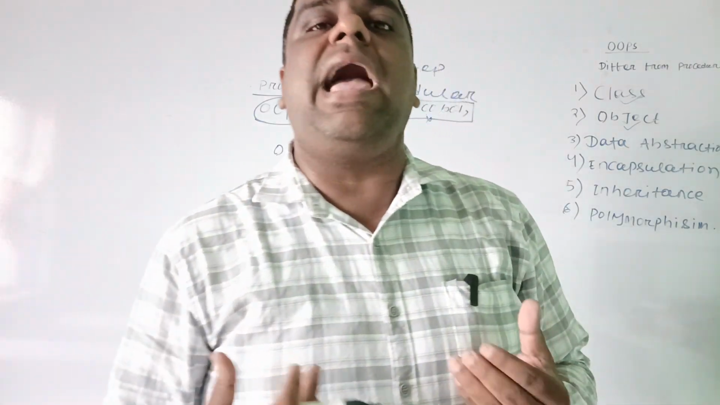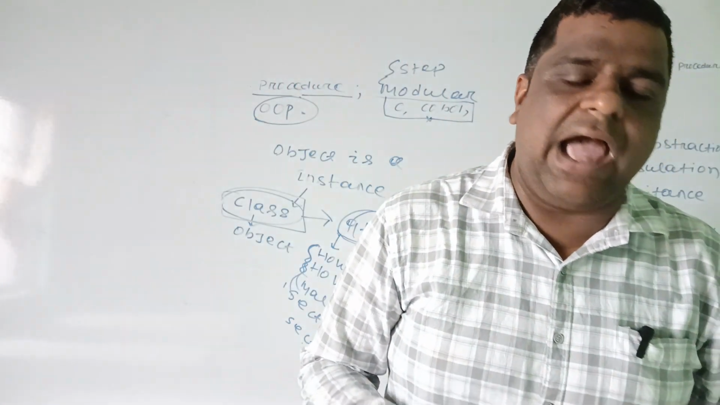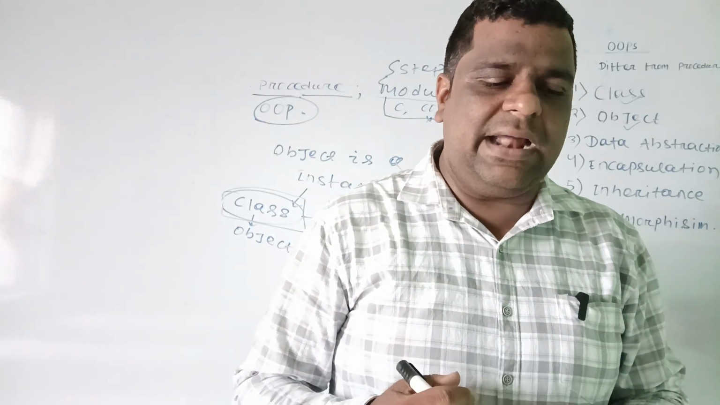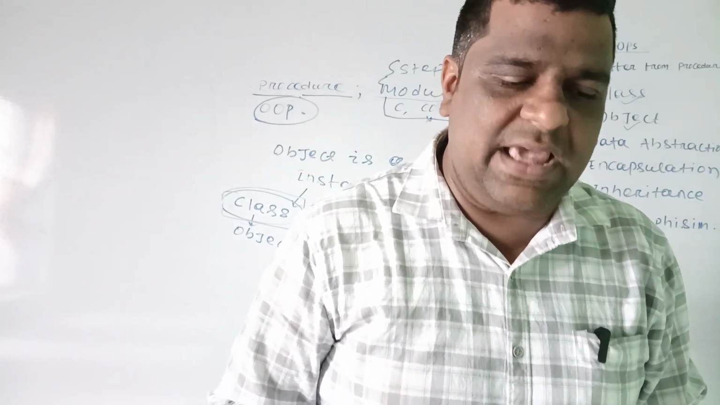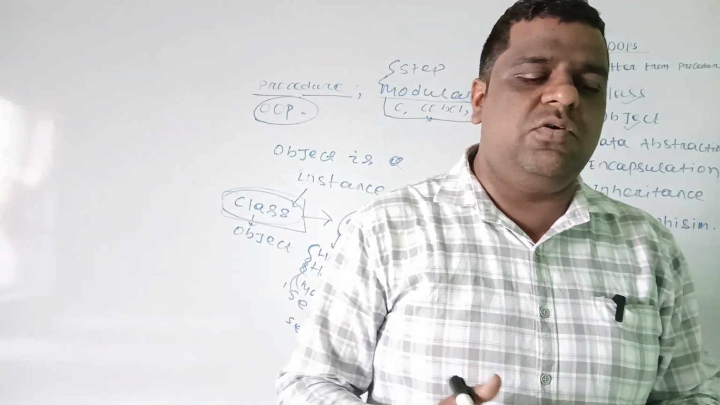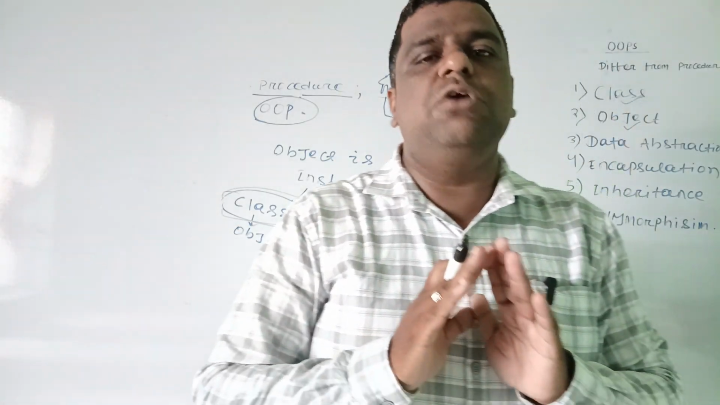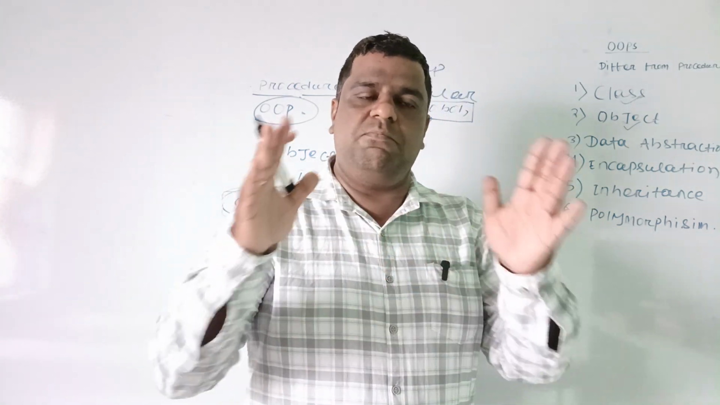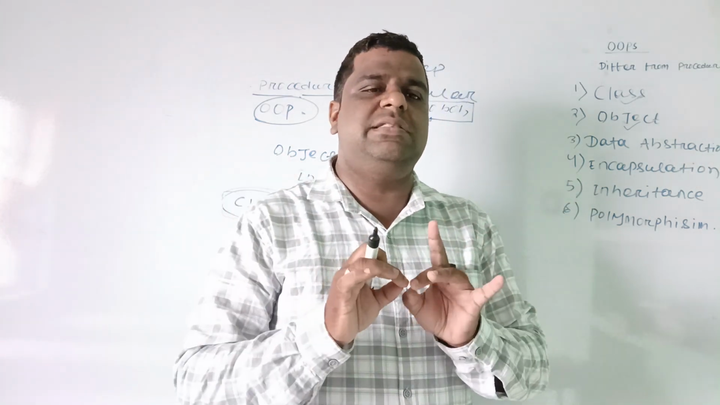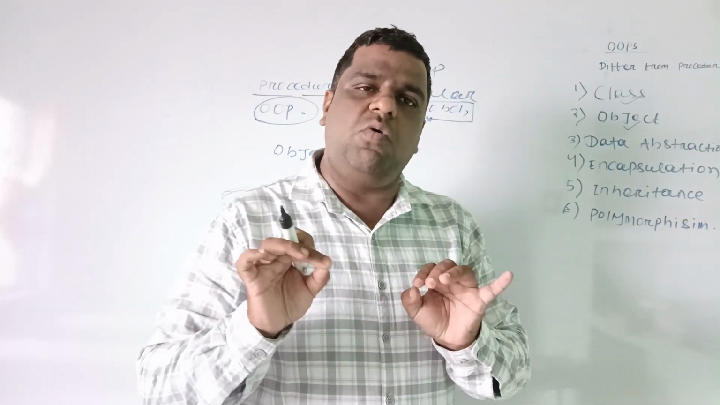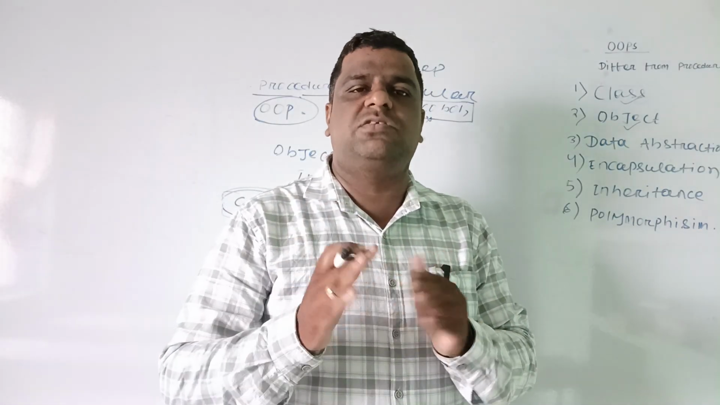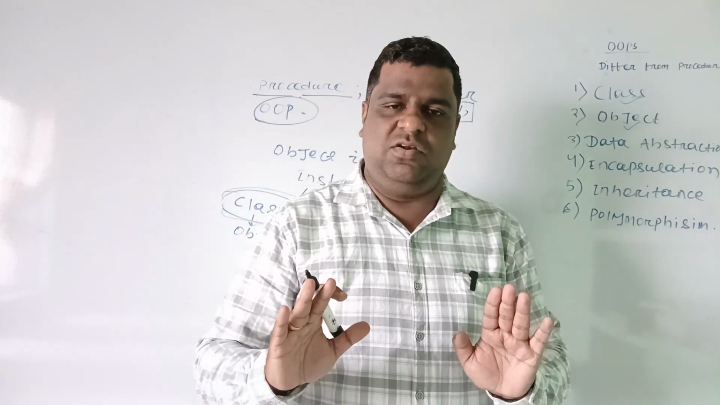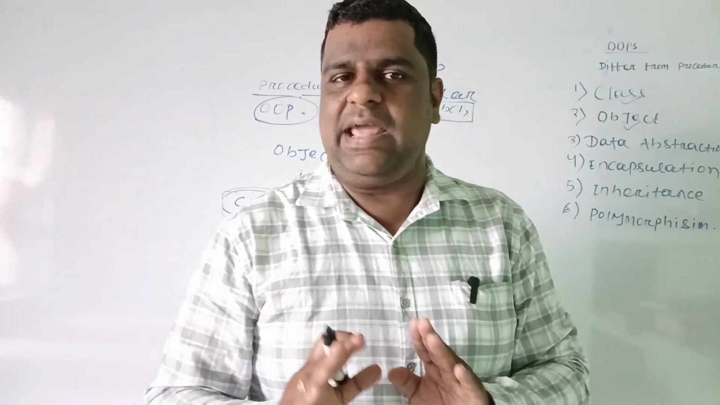What is the meaning of abstraction? Data abstraction refers to the act of representing essential features without including the background details. You don't know the background, but you know the UI, the user interface. You know the basic functions, but not the background. That is called data abstraction. Concept clear?